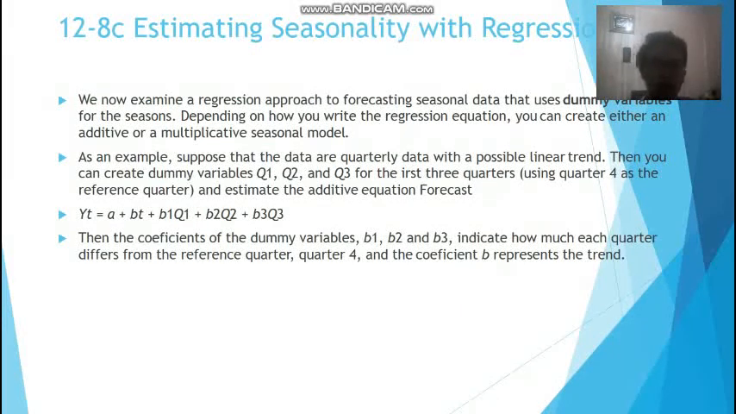12.8c Estimating seasonality with regression. We now examine a regression approach to forecasting seasonal data that uses dummy variables for the seasons. Depending on how you write the regression equation, you can create either an additive or multiplicative seasonal model. As an example, suppose that the data are quarterly with a possible linear trend. Then you can create dummy variables Q1, Q2, and Q3 for the first three quarters, using quarter 4 as the reference quarter, and estimate the additive equation forecast. This is the formula for this model. The coefficients of the dummy variables, b1, b2, and b3, indicate how much each quarter differs from the reference quarter, quarter 4, and the coefficient b represents the trend.